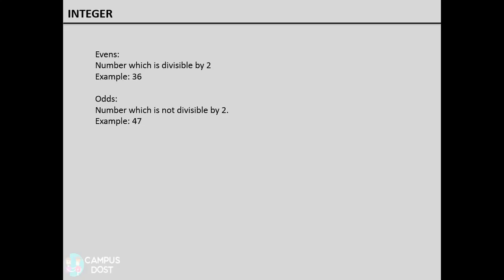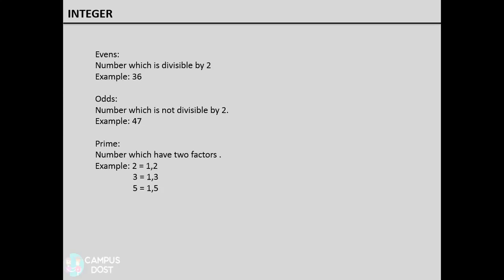Next one is an odd number. An odd number does not have 2 as a factor, or it is not divisible by 2. An odd number will also have an odd number in the ones place. Let's see an example. Here 47 has an odd number in the ones place.